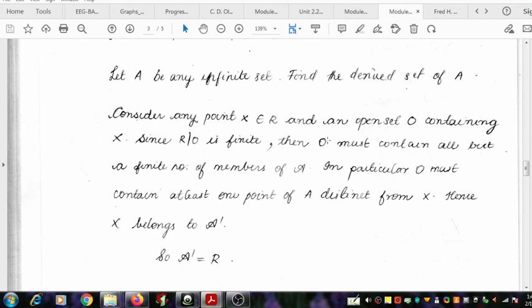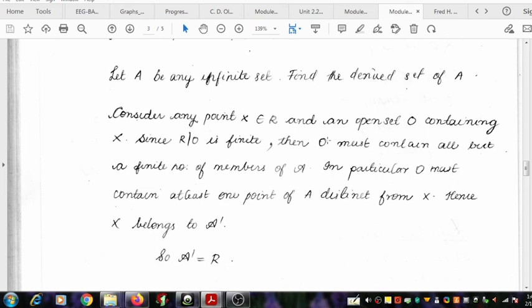We also know from the definition that R minus O is finite, but A contains infinitely many points. So only finitely many points of A can go to R minus O, and the remaining elements, infinitely many points, must be present in O. They must go to O.